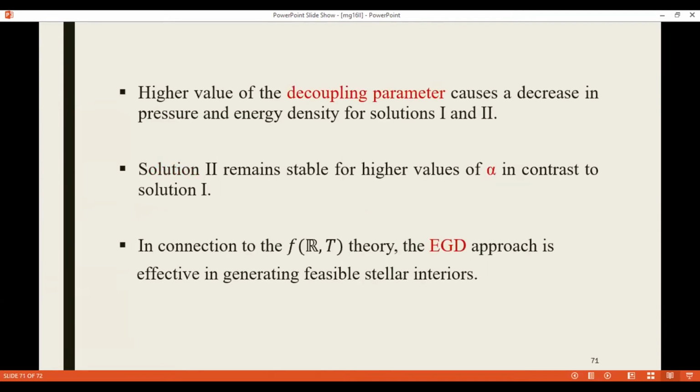Higher values of the decoupling parameter imply a decrease in the pressure and density for solutions 1 and 2. Solution 2 remains stable for high values of alpha in contrast to solution 1. We can say that our approach is more effective in generating feasible stellar interiors in this particular gravity.